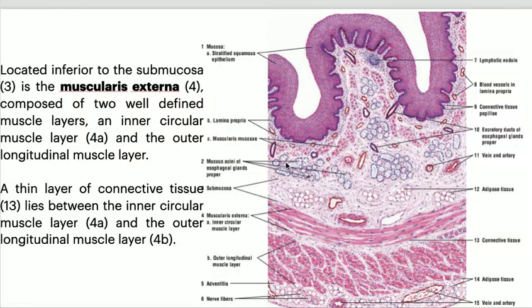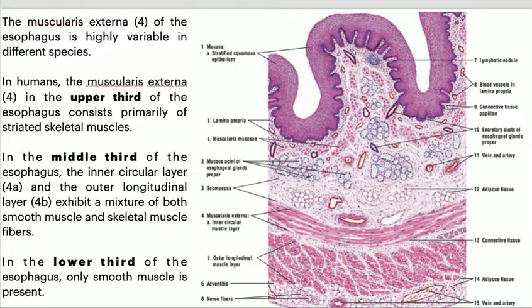Located inferior to the submucosa, we have this huge layer, the muscularis externa, composed of two well-defined muscle layers. This is an inner circular muscle layer over here and an outer longitudinal muscle layer over here. In between them, we have the connective tissue, as you can see over here in this slide.